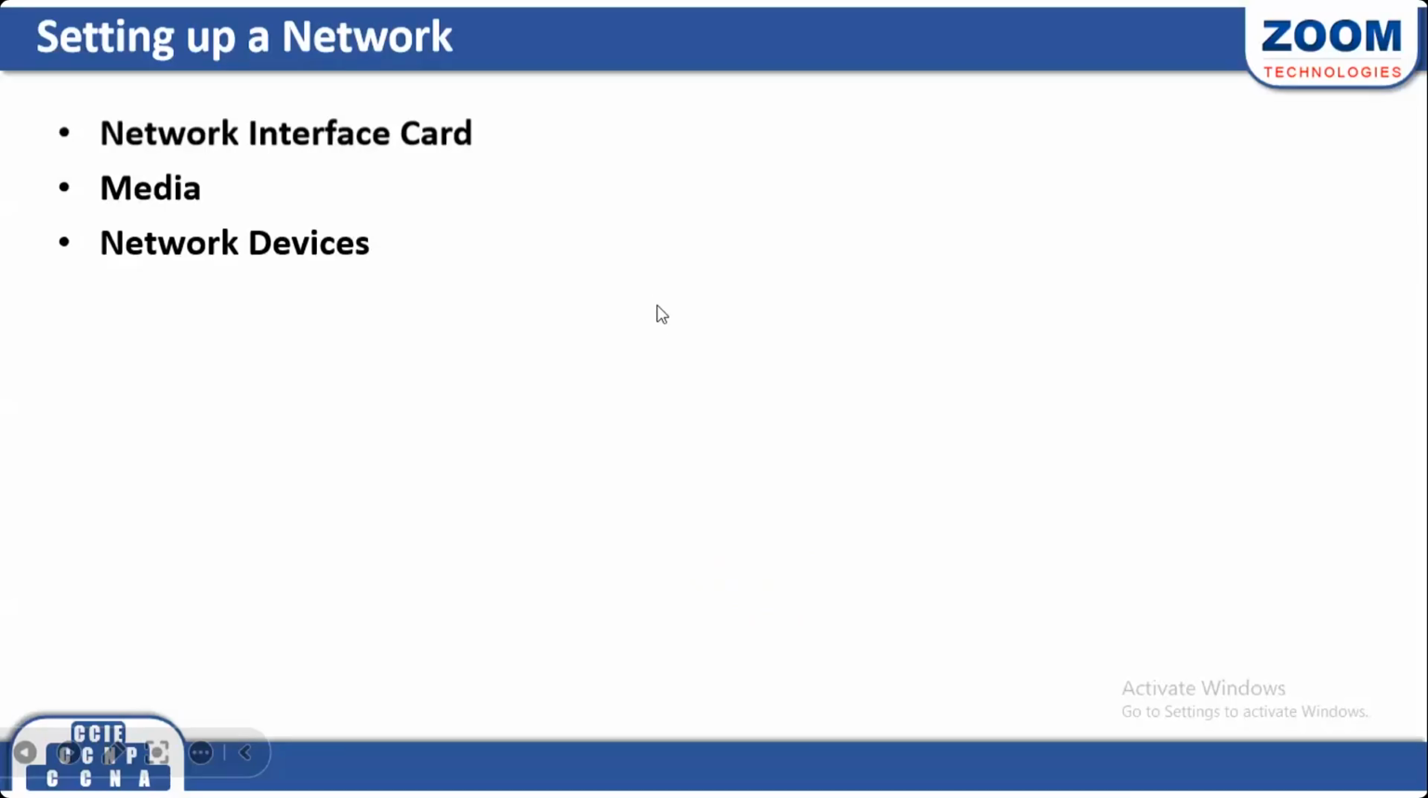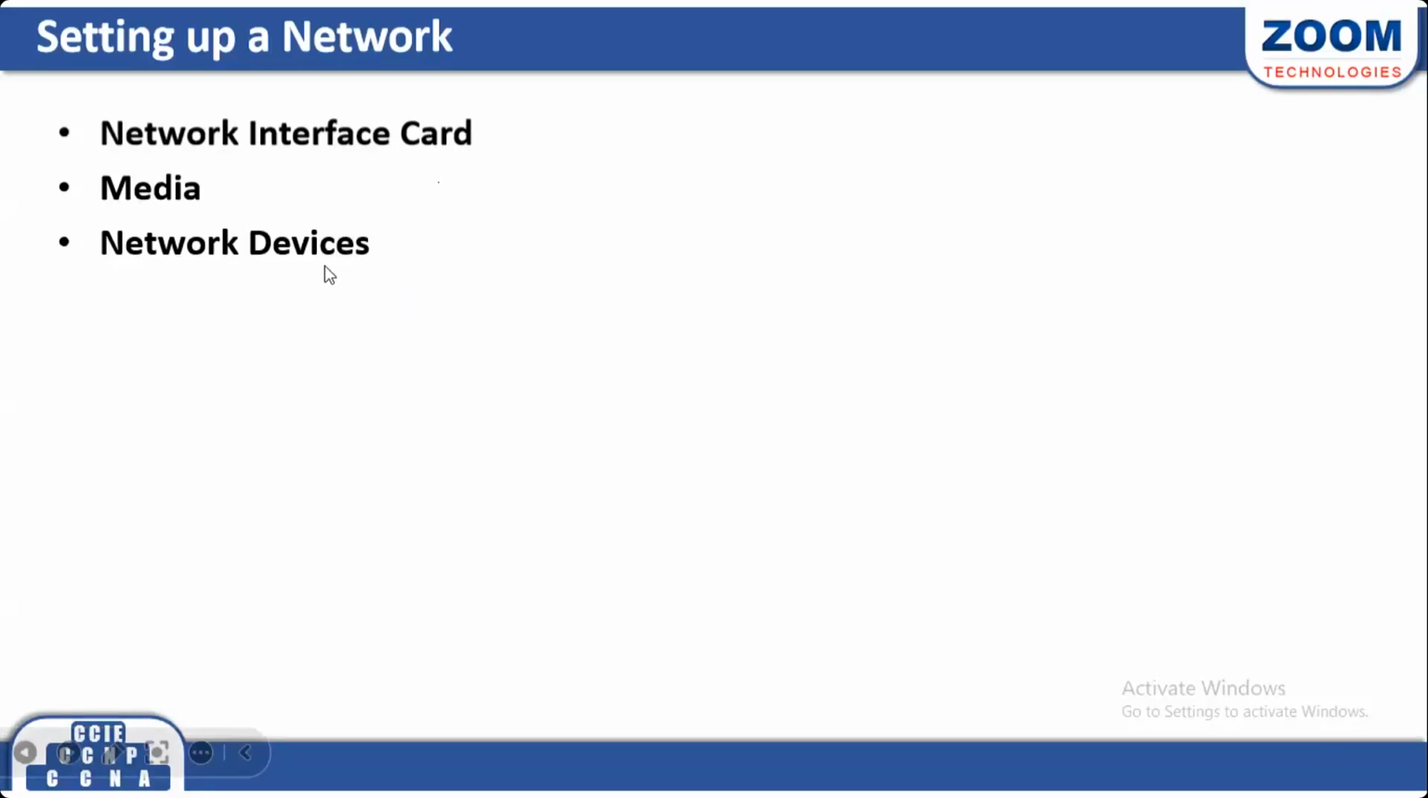Hi everyone. In today's session, we are going to discuss setting up a network. As we discussed in the previous session, the basics of networks: what is a network, networking, internetwork, internetworking, then types of networks: local area network, metropolitan area network, wide area network, campus area network, wired network as well as wireless network.